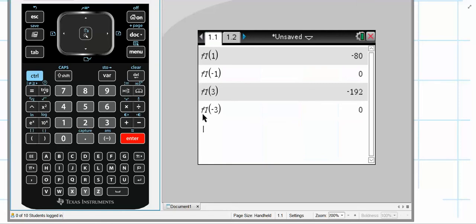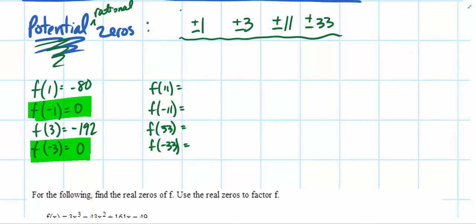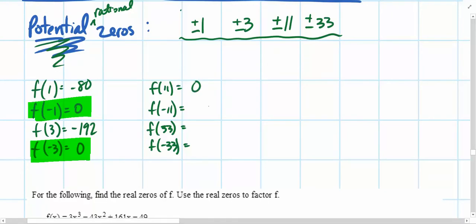Let's evaluate at a positive 11. There it is. There is a 0 at 11. Now, it doesn't make a difference what these next ones are. We can stop right here since we found all 3 of our zeros.